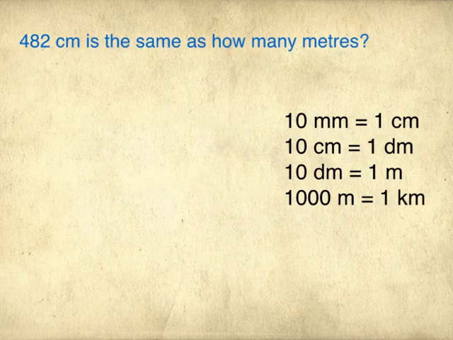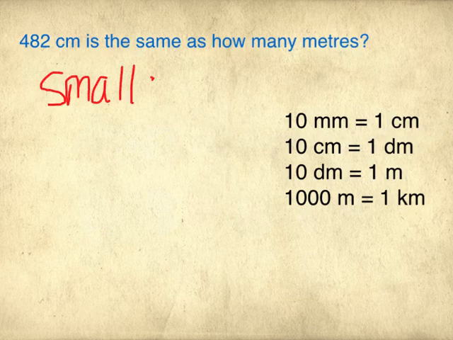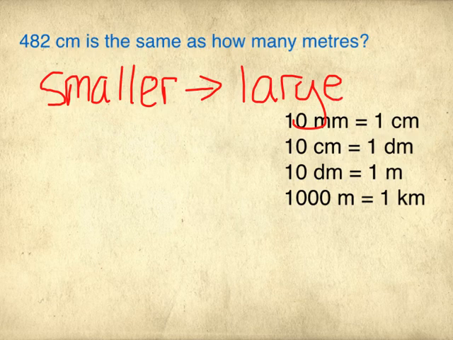Let's look at a different type of question. So in this question, we have 482 centimeters is the same as how many meters? And the first thing we have to think is that we're going from a smaller unit to a larger unit, which makes this different than the previous examples. Now, because we're going from a smaller unit to a larger unit, we have to divide.